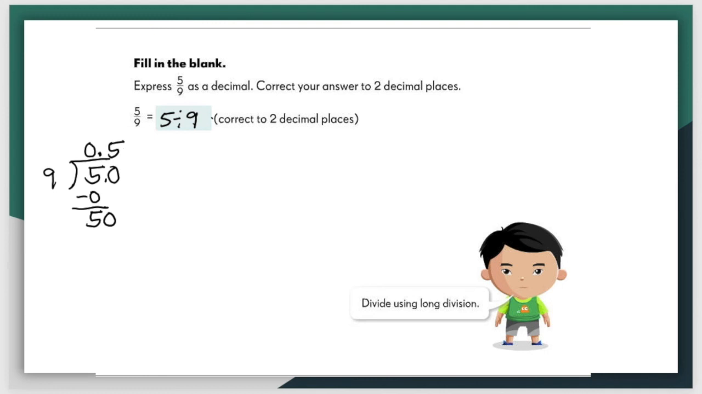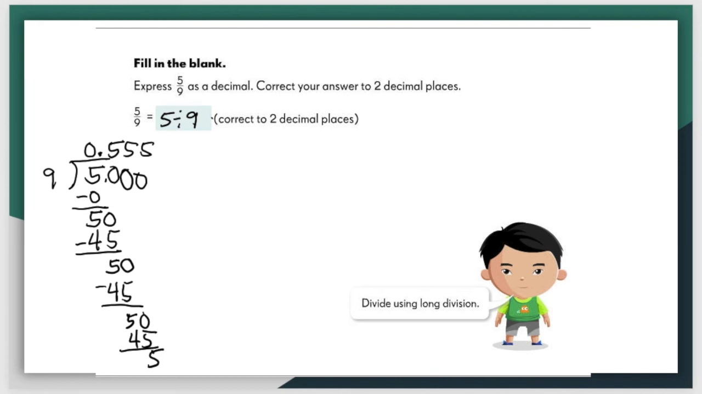Don't forget the decimal point. 5 times 9 is 45. Subtracting these two numbers, we'll get a remainder of 5. So let's continue some more. 50 divided by 9 is 5. 5 times 9 is 45. So let's continue because we want to have two decimal places. We will continue after adding another 0. So 50 minus 45 will give us 5. 5 times 9 is 45. Okay, and we stop here.